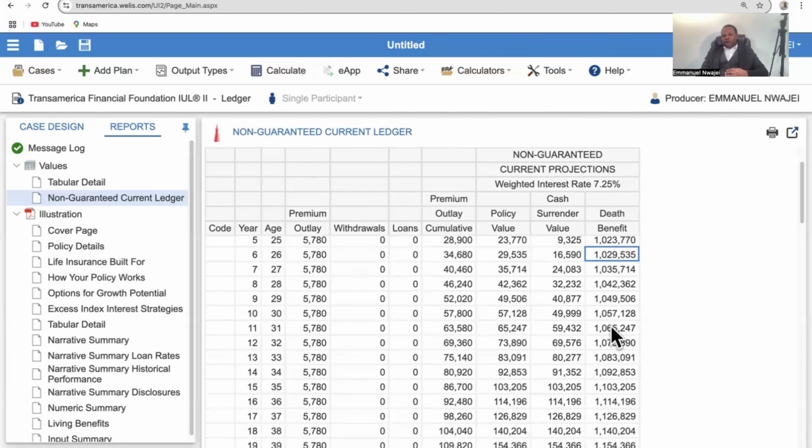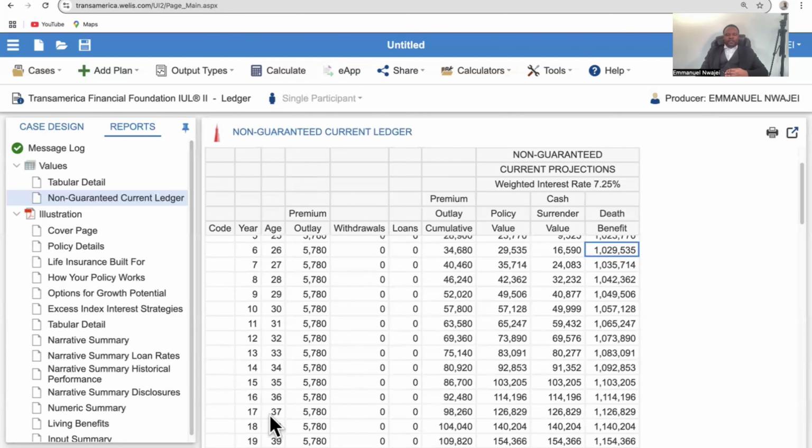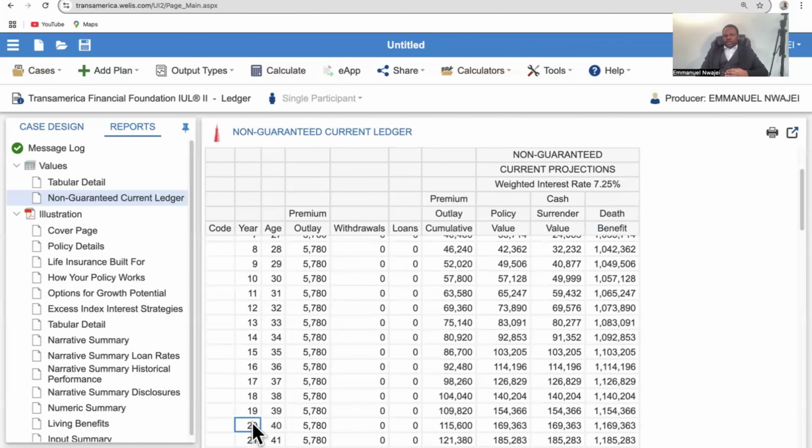Let us proceed. I just want us to feel the power of compound interest. Now let's move to year 20, for example. In year 20, this is your annual premium. By then, somebody who was 20 years of age will be 40 years of age in year 20. You see that?